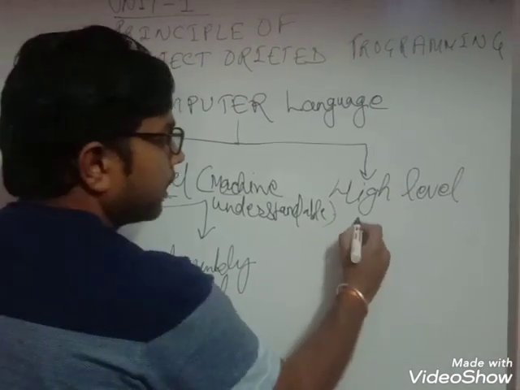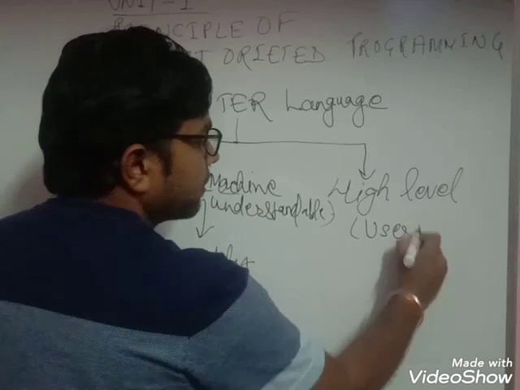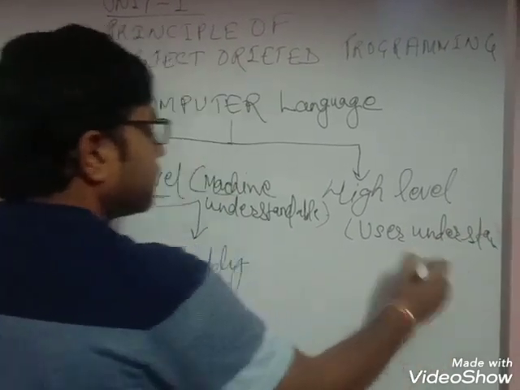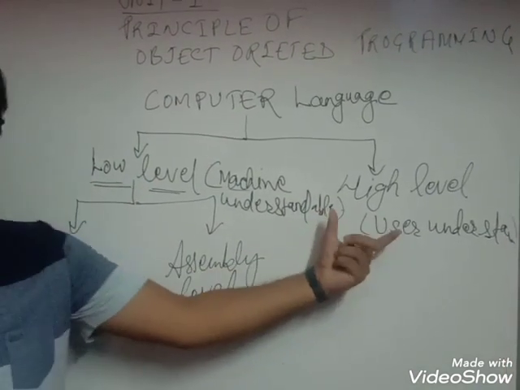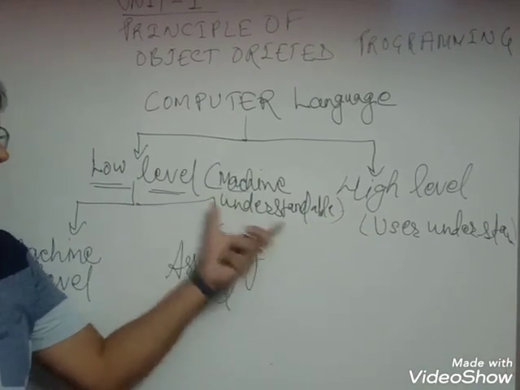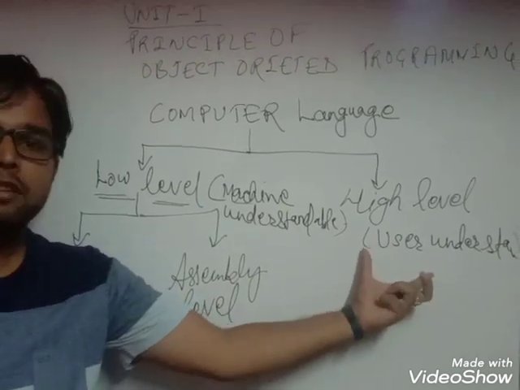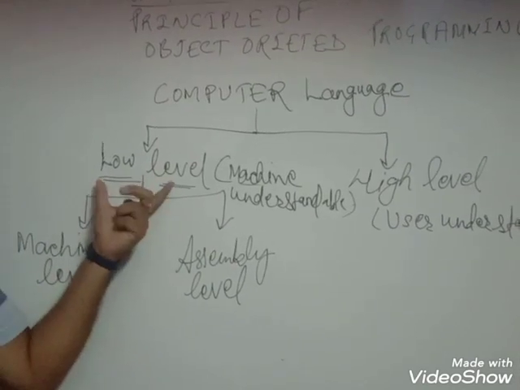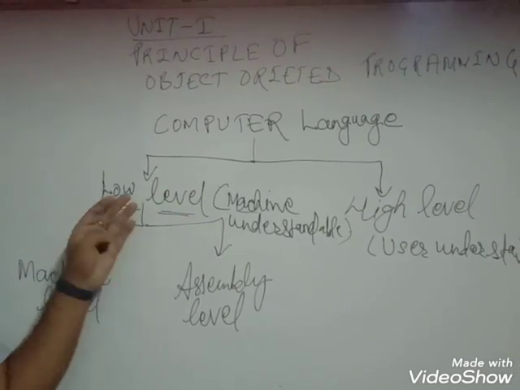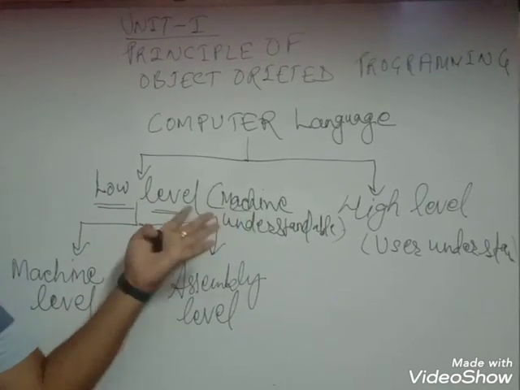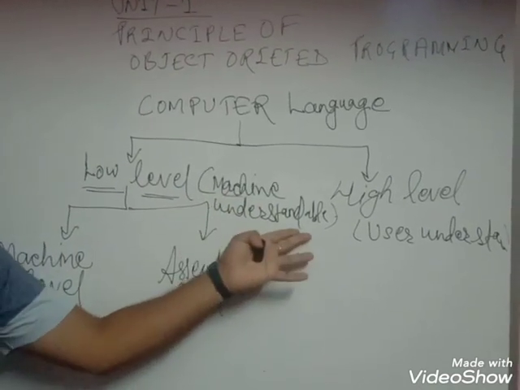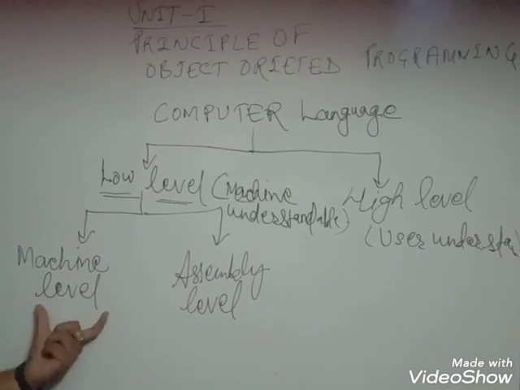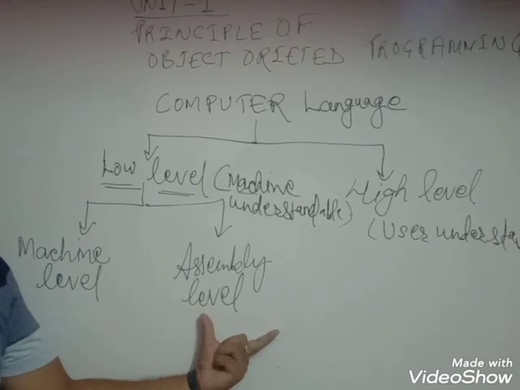But high level language is user understandable language. So this is the main point of low level language and high level language: low level language is machine understandable language and high level language is user understandable language. Now I am coming to low level language. There are two different types of low level language. First is machine level language and second is assembly level language.